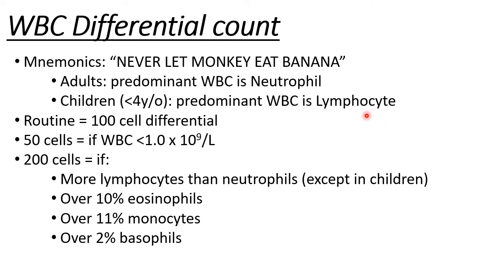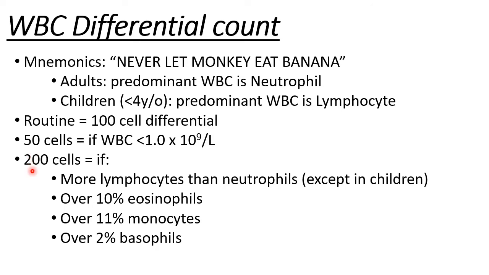Okay? Routinely, no, ginagawa natin is 100 cell differential. Magka-count kayo ng 100 WBC and you differentiate each type according to the type, no? And then, hindi naman laging ganito, no? Kapag ang WBC ay less than 1 times 10 raised to 9 per liter, ang kakount mo lang is 50. Okay? Kasi wala kang makikita sa PBS mo nito, no? Mahihirapan ka. So, okay lang na 50 and then i-multiply mo na lang ng 2.